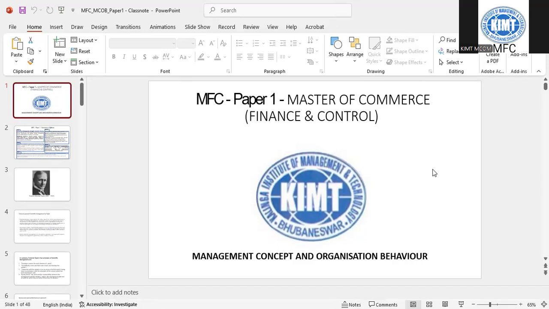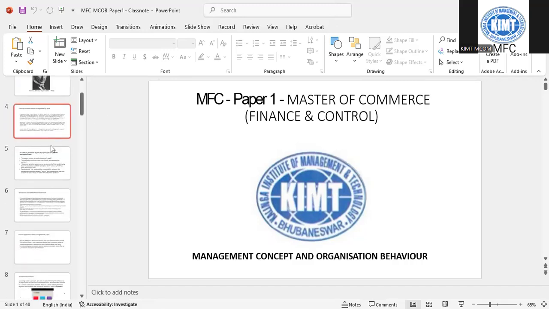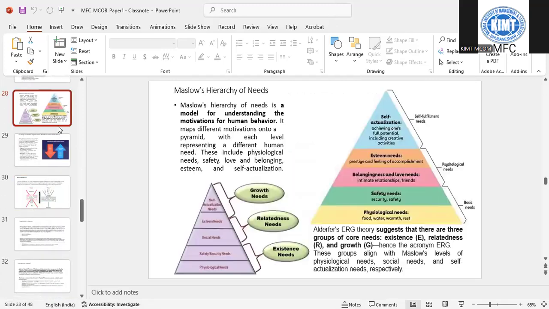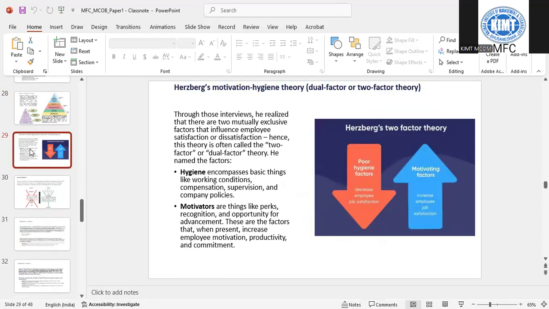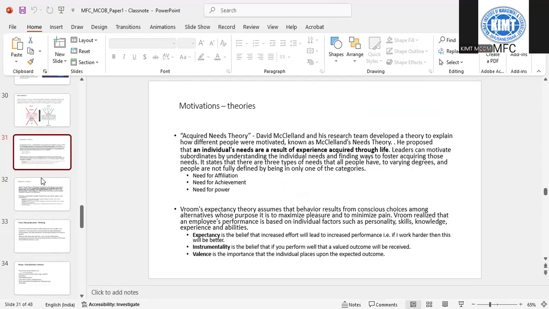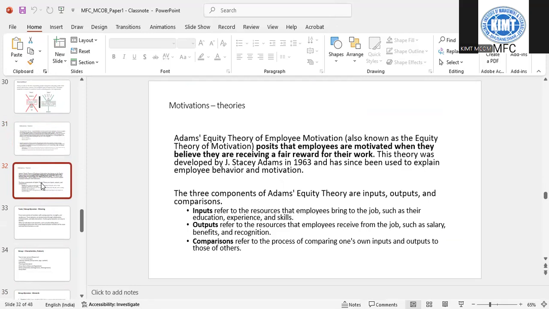Okay. We were studying different motivation theories. We'll go to that slide that we read in the last class. We studied exercise theory and hygiene theory, motivation theory, hygiene. Then we also studied expectancy theory, equity theory.